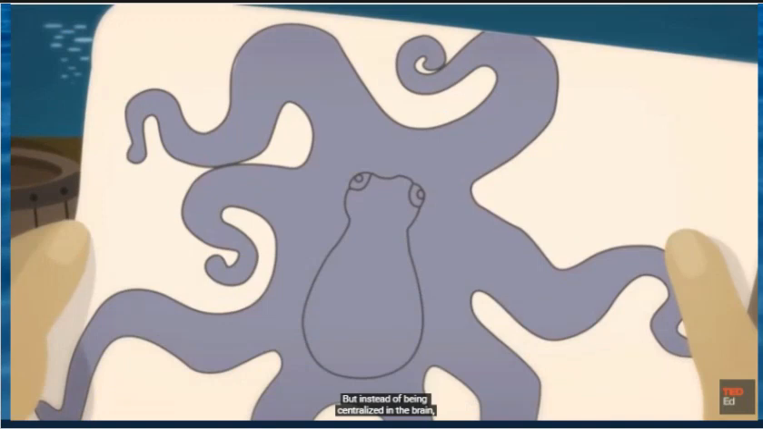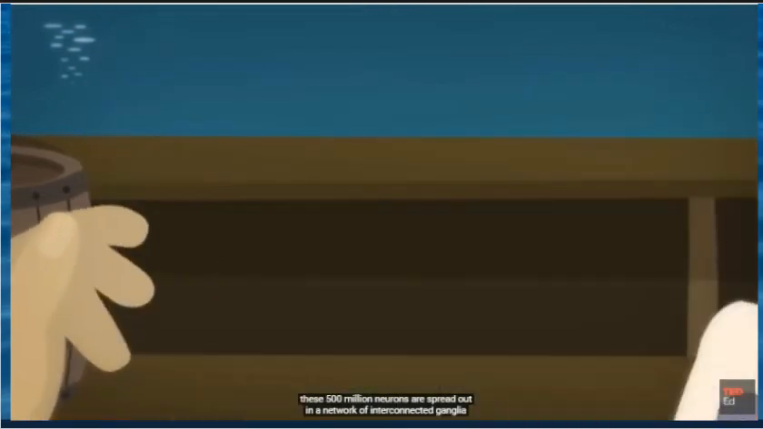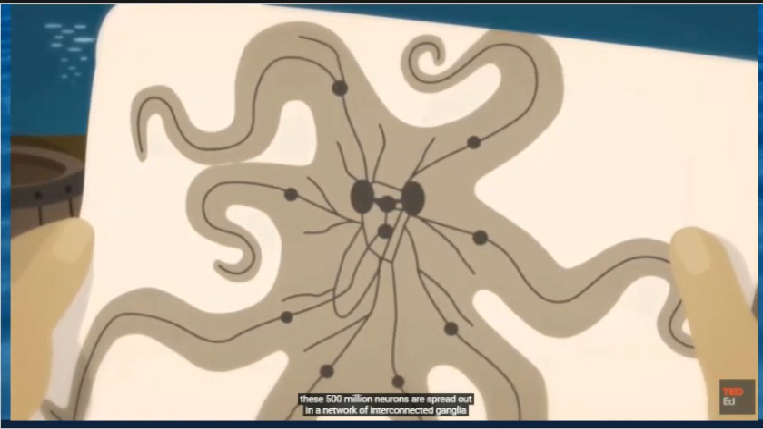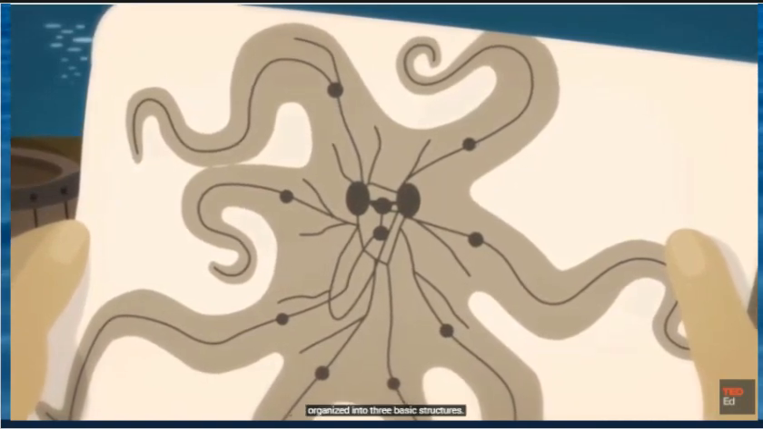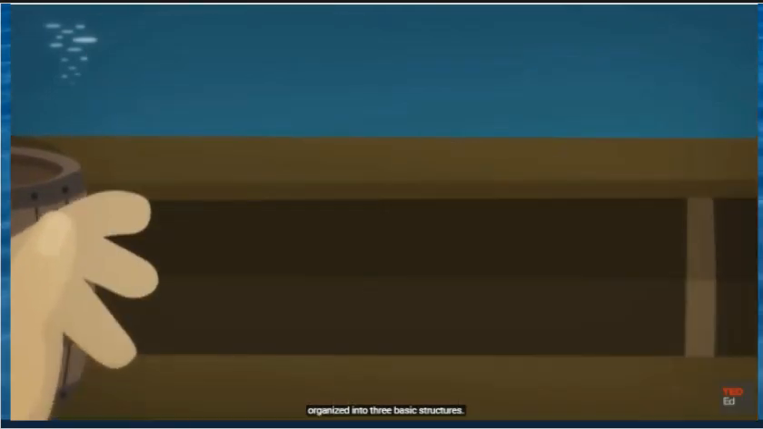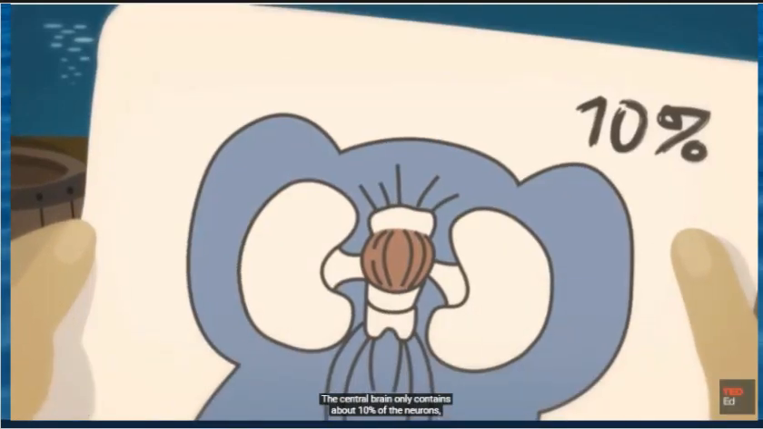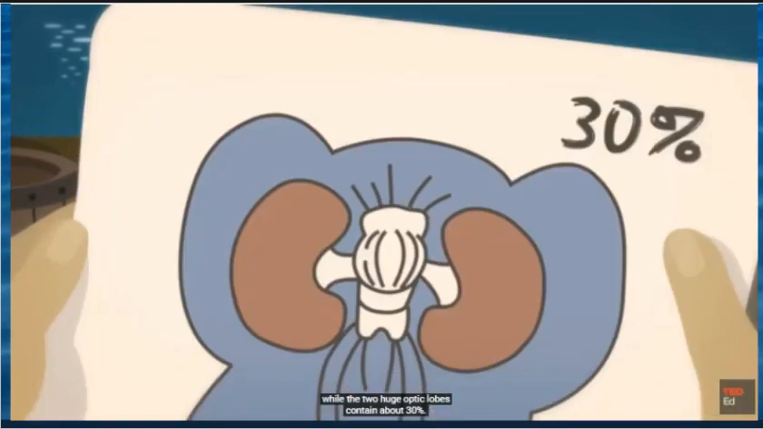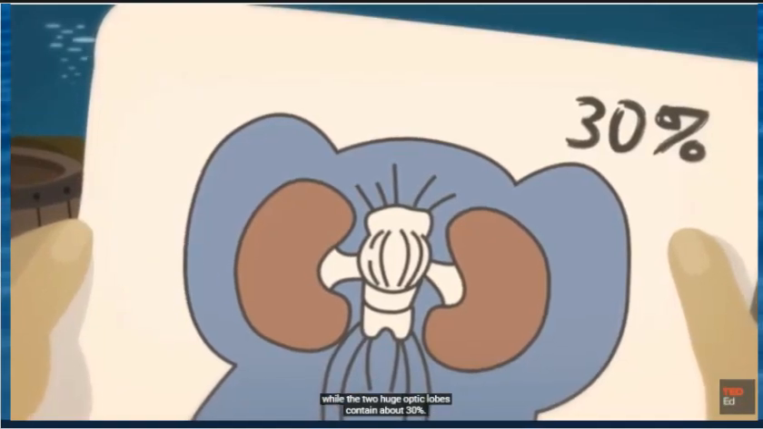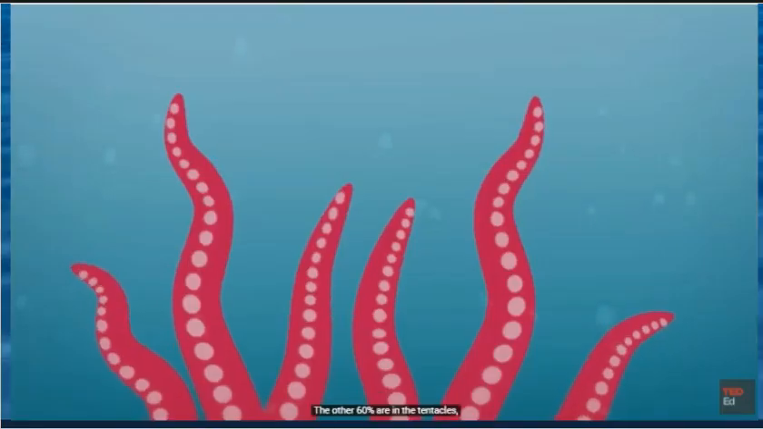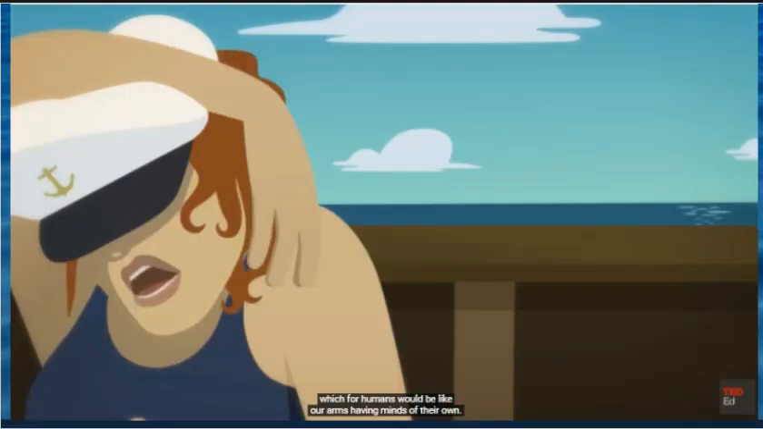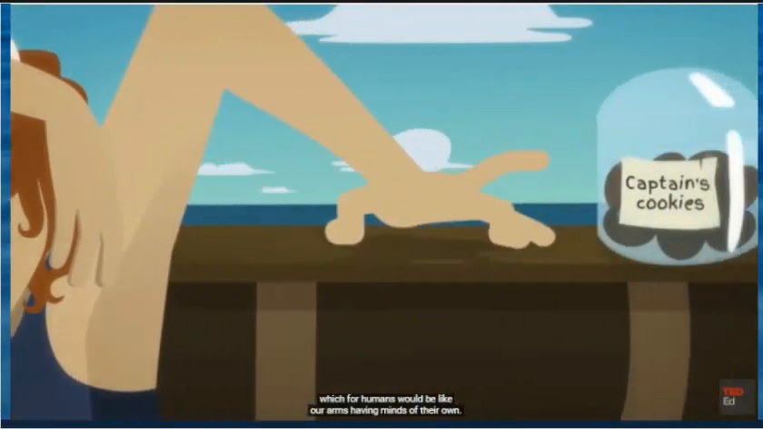But instead of being centralized in the brain, these 500 million neurons are spread out in a network of interconnected ganglia, organized into 3 basic structures. The central brain only contains about 10% of the neurons, while the 2 huge optic lobes contain about 30%. The other 60% are in the tentacles, which for humans would be like our arms having minds of their own.